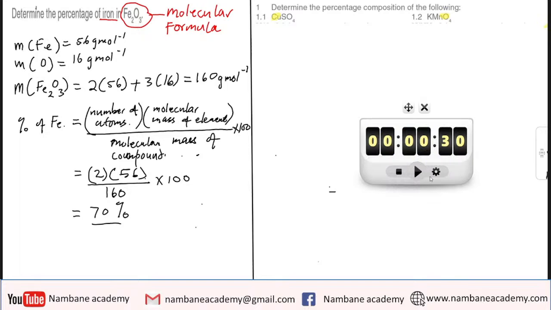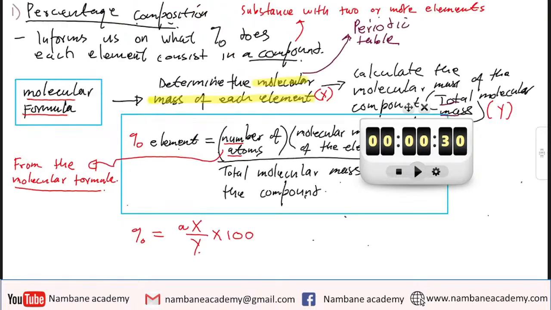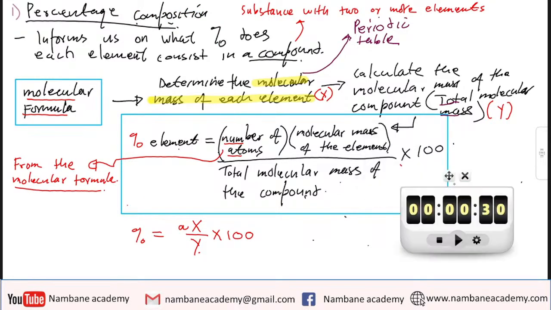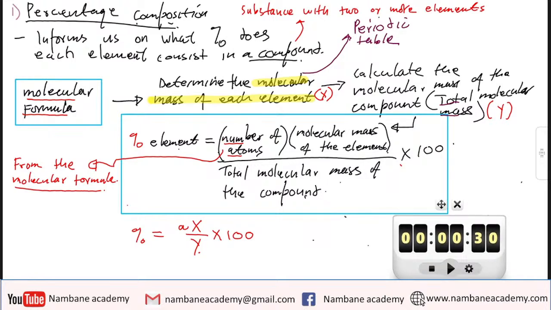Sir, if there were 3 molecules or atoms of iron, would you multiply by 3? Yes, hence this number here says number of atoms. And where do we get it? We did say from the molecular formula. So the molecular formula will be a guidance of whether I am going to multiply by 2 or by 3, because this number of atoms is influenced by the given molecular formula.